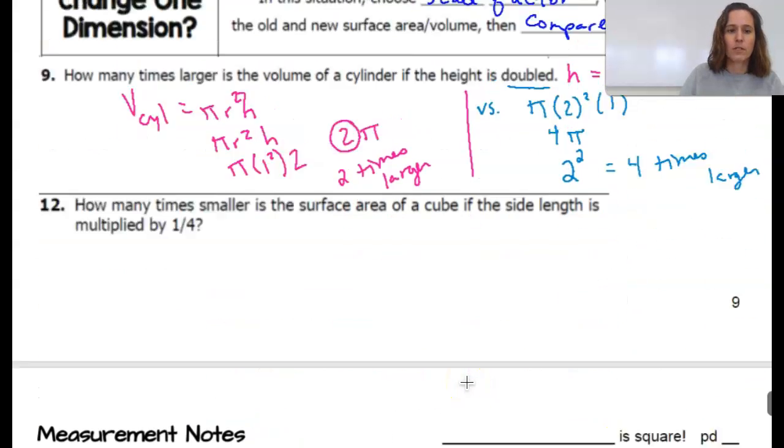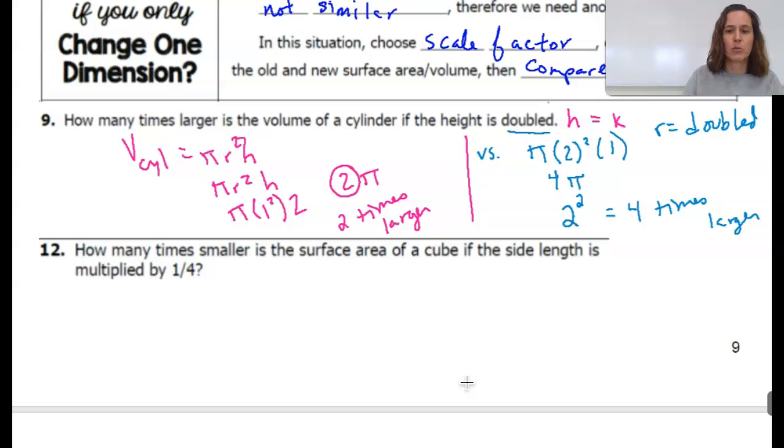Number 12, how many times smaller is the surface area of a cube if the side length is multiplied by 1/4? So if we do surface area of a cube, again, that's just going to be one side length times the number of sides of a cube, which would be 6. So it would be 6 times a side length squared.